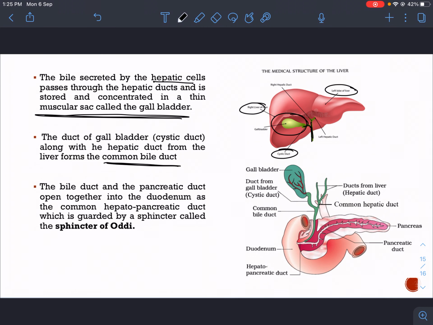The bile duct and the pancreatic duct open together into the duodenum. The duodenum is a part of the small intestine, as we have studied previously. The bile duct and the pancreatic duct open into the duodenum as the common hepatopancreatic duct. This name is important. It is guarded by the sphincter called the sphincter of Oddi. I don't know the pronunciation, but sphincter of Oddi.